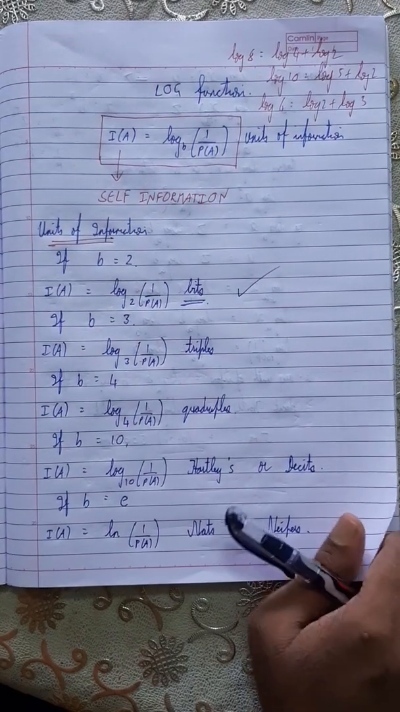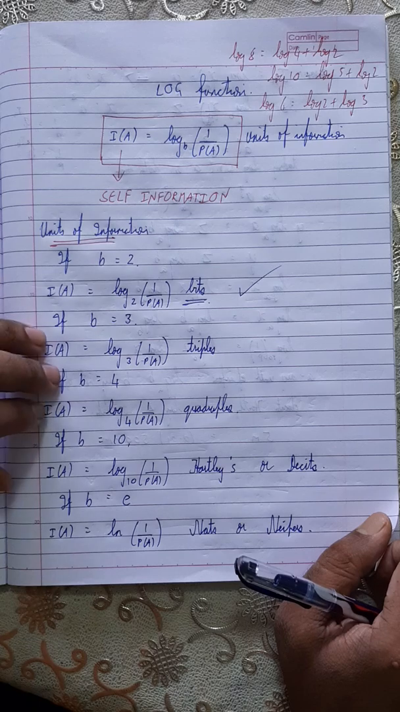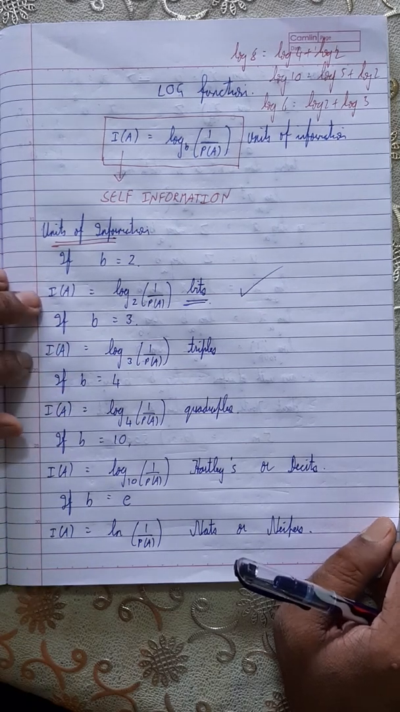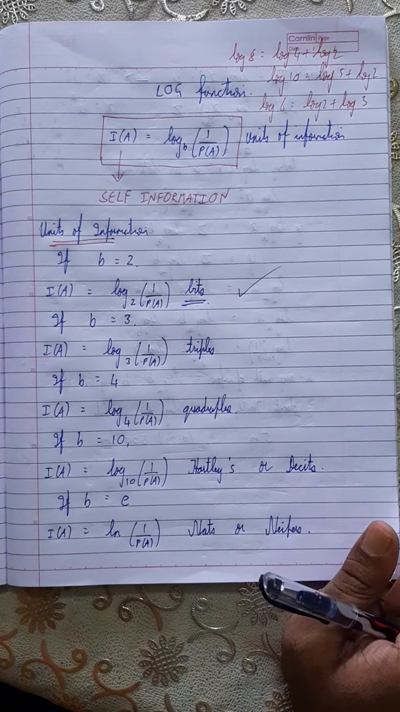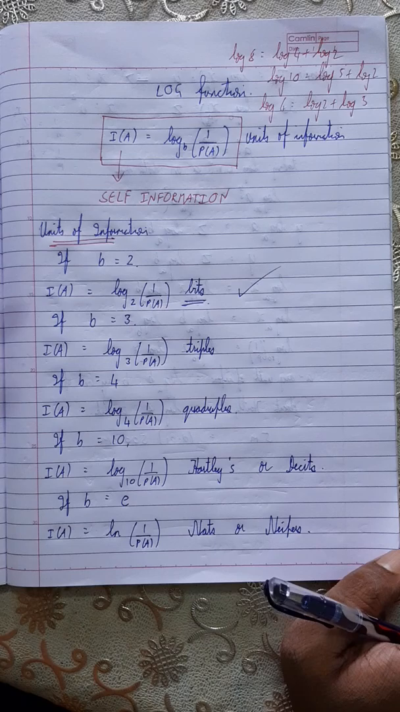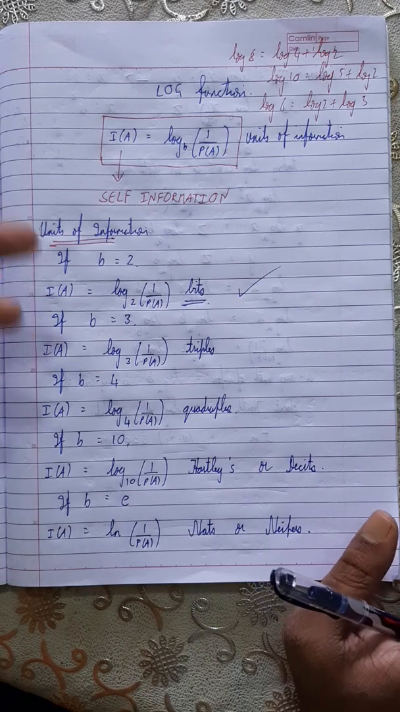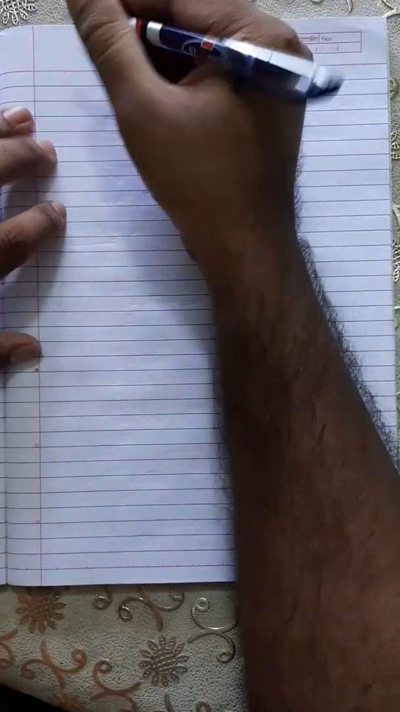Now I'm going to tell you the relationship between each of these units. For example, we say that 1 kilometer is equal to 1000 meters, or 1 meter is equal to 100 centimeters. Like that, what are the different relationships between the units of information?